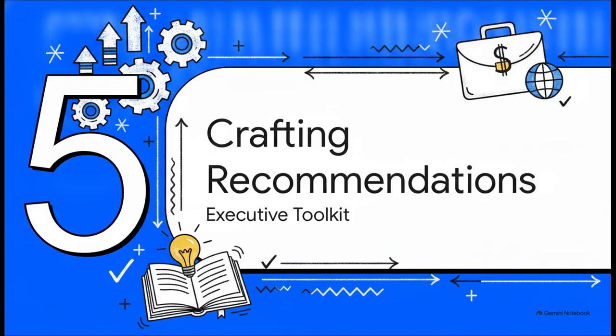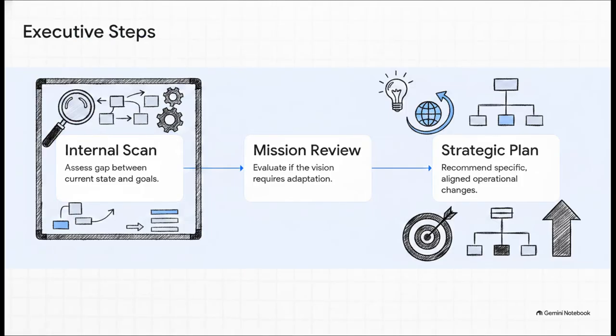Let's move to Section 15.5, Crafting Executive Recommendations. Armed with all this theoretical and practical knowledge, we have to format it into actionable advice. As you step into executive roles, you'll structure your recommendations by systematically following these 3 steps. You always start with a thorough internal scan. Follow that up by rigorously reviewing the mission's current relevance, and only then do you recommend specific, targeted strategic actions.